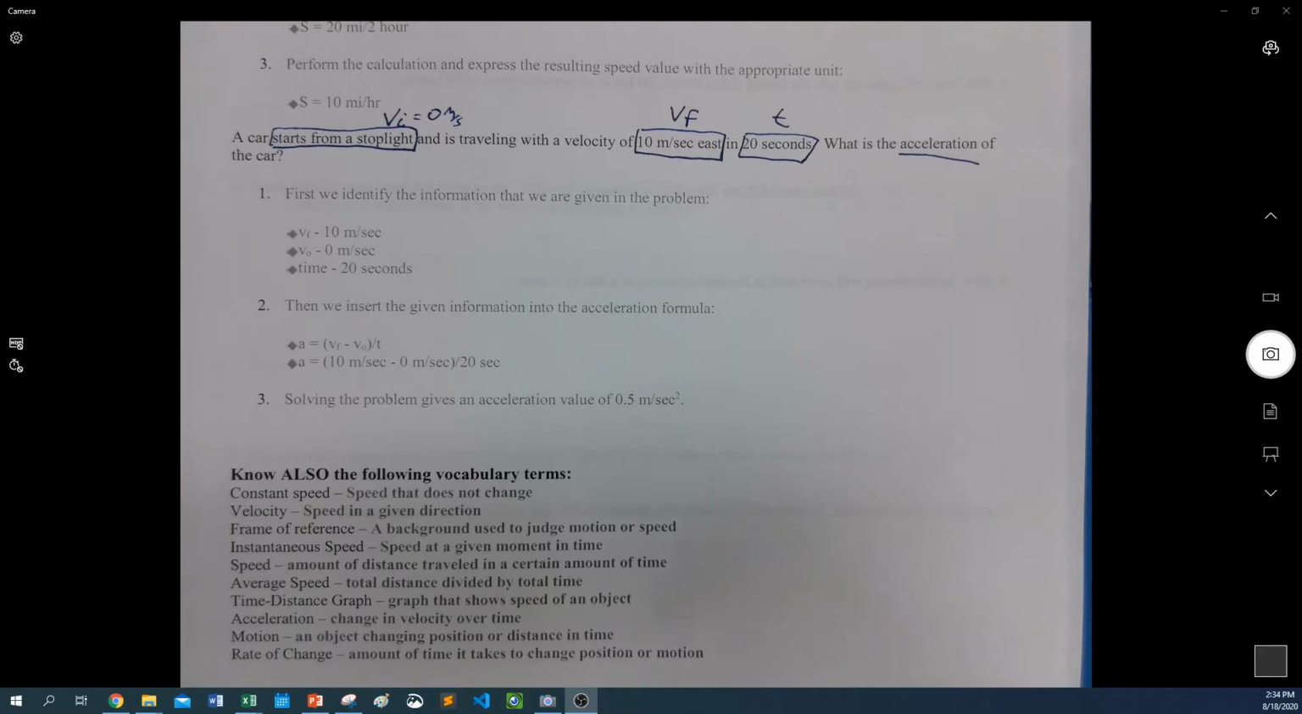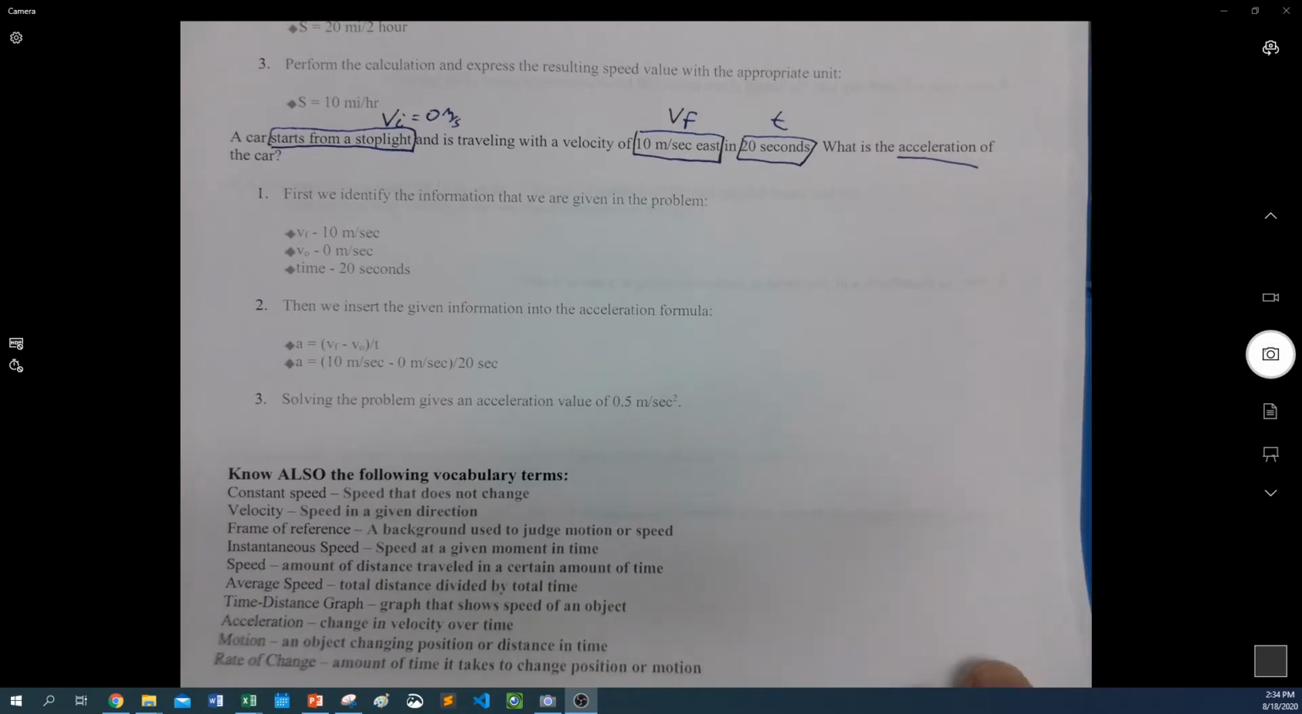We aren't doing time distance graphs right now, but it's a graph that shows the speed of an object. Acceleration is how much your speed or velocity is changing over time. So it's a change in velocity over time. Motion is an object changing its position or distance in time. And rate of change is the amount of time it takes to change position or motion.